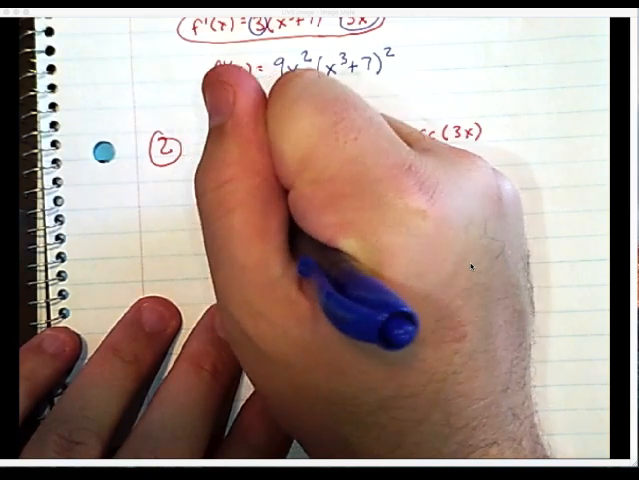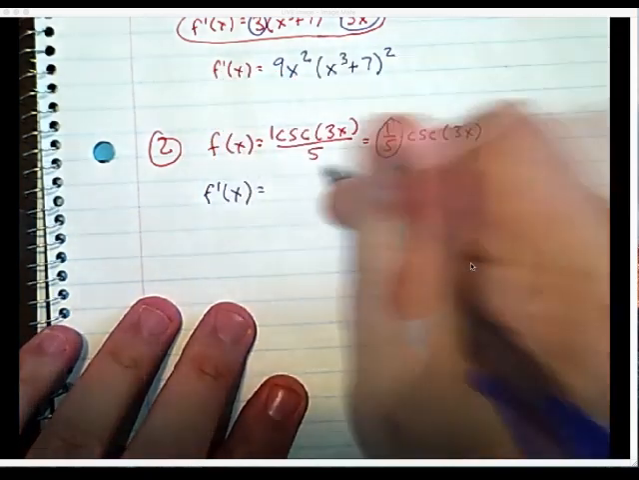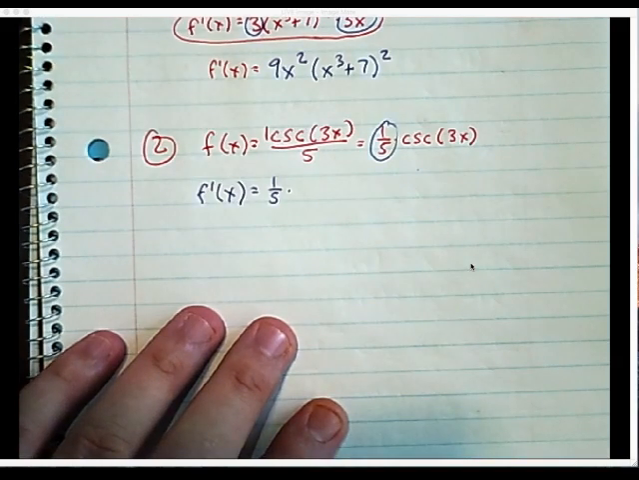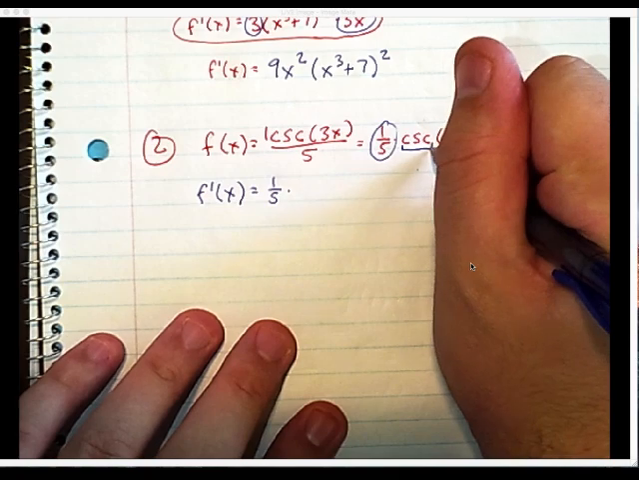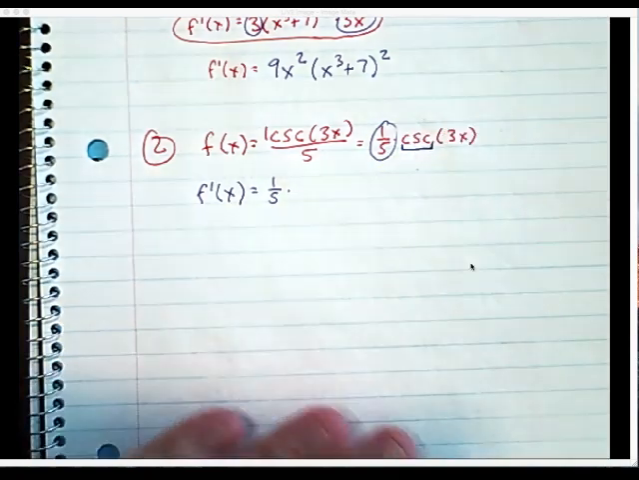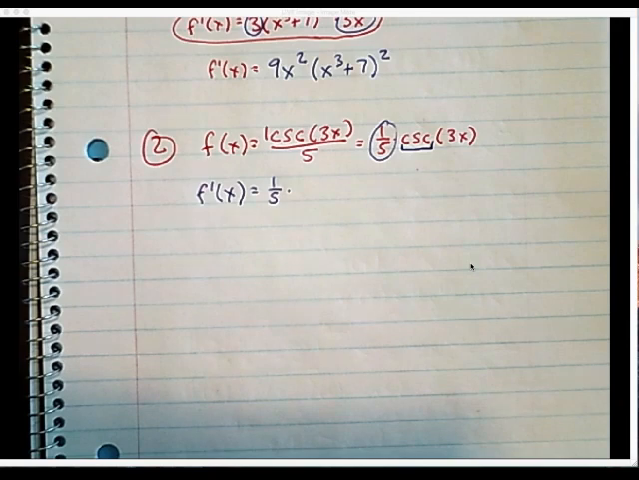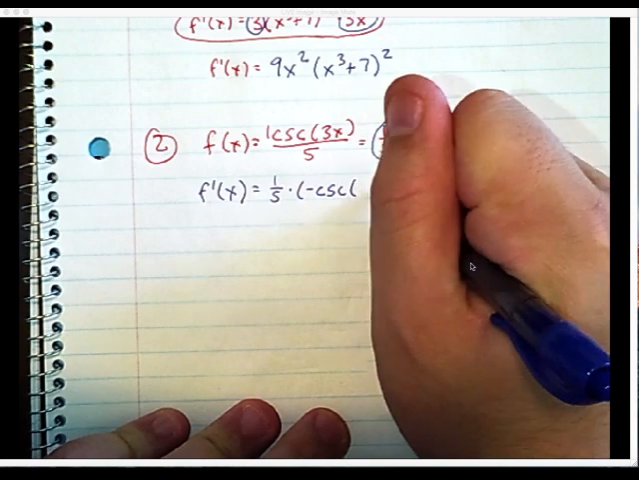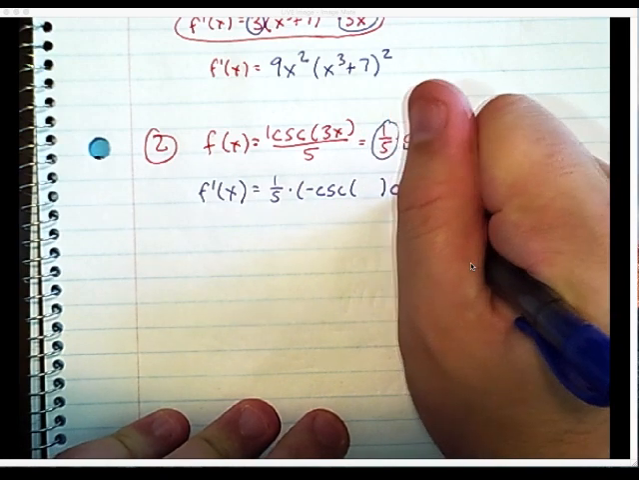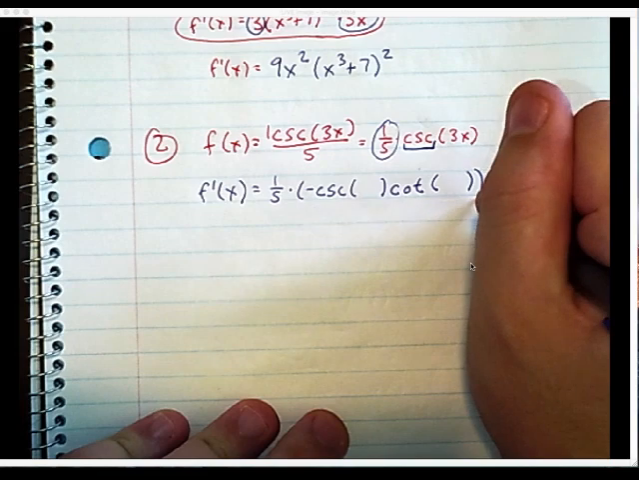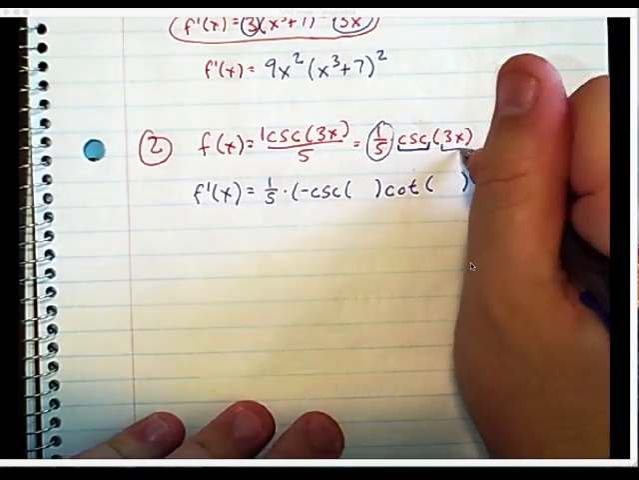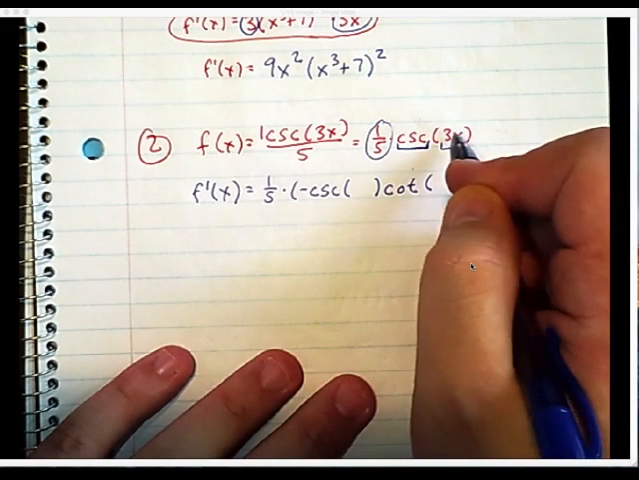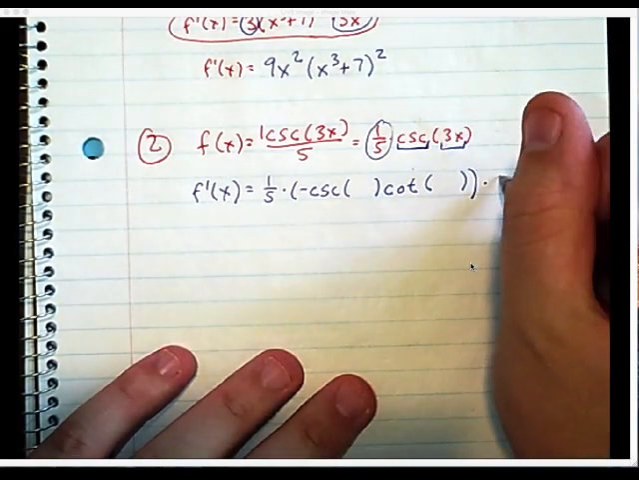So when I take the derivative here, notice this is a coefficient, it stays. So I need to do 1/5 times the outside function here is cosecant. Okay. So what's the derivative of cosecant? It's negative cosecant of something times cotangent of something, all times the derivative of the inside function. What was the inside function? It was 3x. What's the derivative of 3x? It's 3.